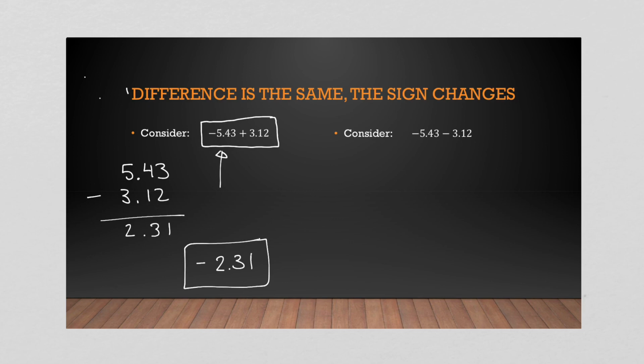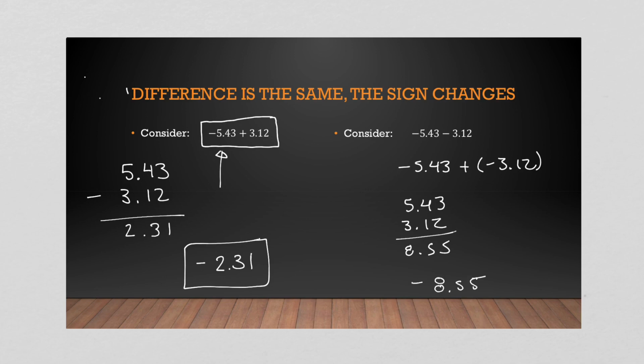In the next example, this can be rewritten as an addition statement of two negatives. So now we're just adding these values together. The answer is not 8.55, it's negative 8.55. So looking at how we consider the given equation can help us solve it.